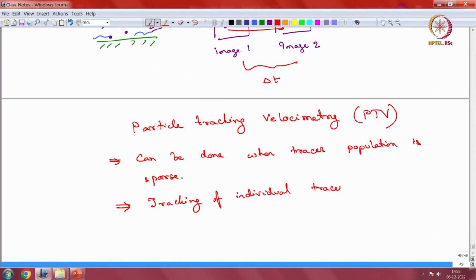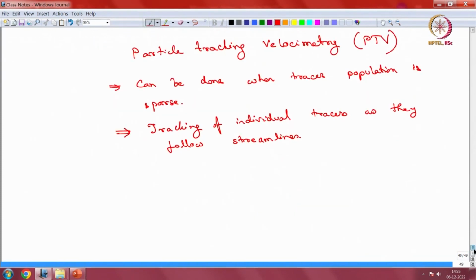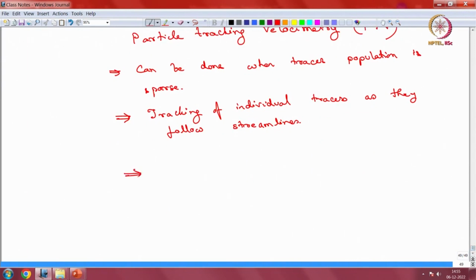tracers as they follow streamlines. Obviously, we are already assuming that you have been judicious in selecting the correct tracers, so that we are not going to go into. And now the particle tracking algorithms, one of the issues with PTV is that the particle tracking algorithms depend upon the method of imaging.